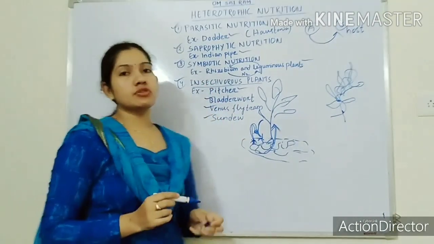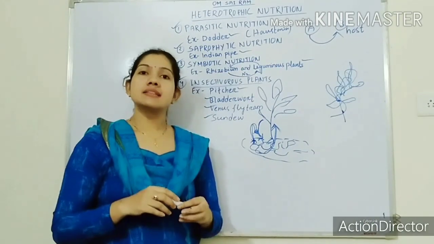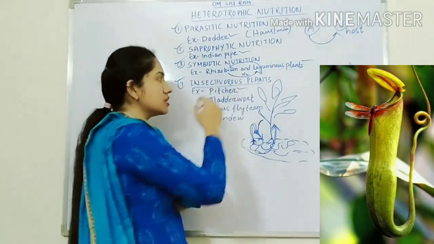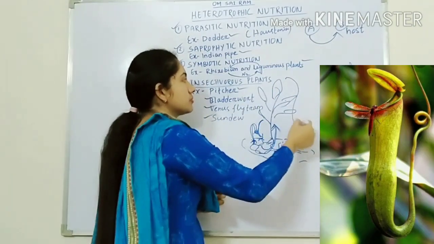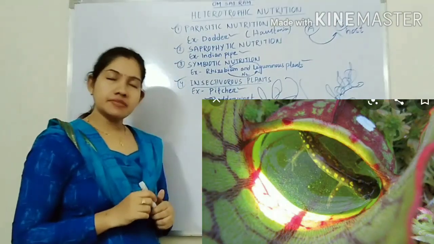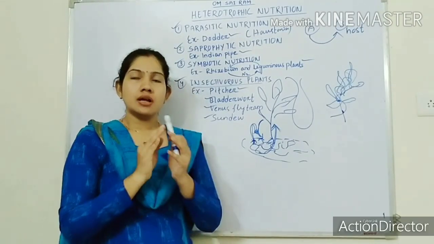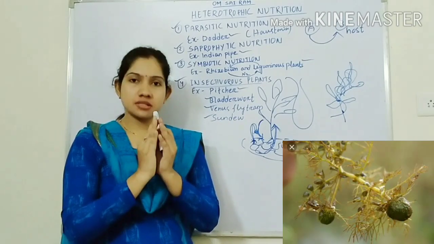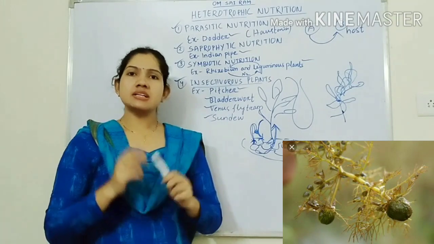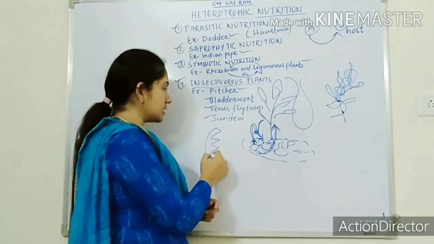These insectivorous plants modify their leaf in such a way that they can trap insects very easily. If you talk about the pitcher plant, the leaf is pitcher shaped, so that it can easily trap the insect. Bladderwort, its leaf is like a door, like an open door, as it can open and close. Venus flytrap is just like a hinge, a hinge like structure.